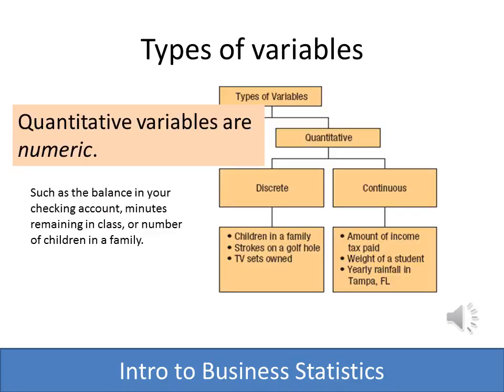Most of the time in statistics we'll be dealing with quantitative variables, and quantitative variables are numerical. Now, there are a couple of different categories of quantitative variables, as you can see here on this slide, and we'll talk about that here in a second. But a quantitative variable could be, for example, the balance in your checking account, how many credits you're taking, how many books you bought this semester. So those would be quantitative variable examples.